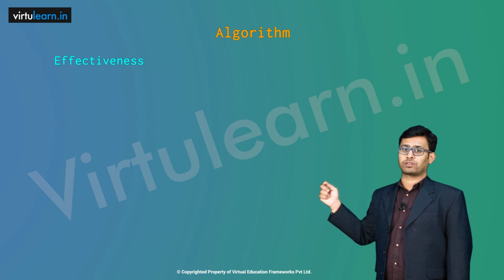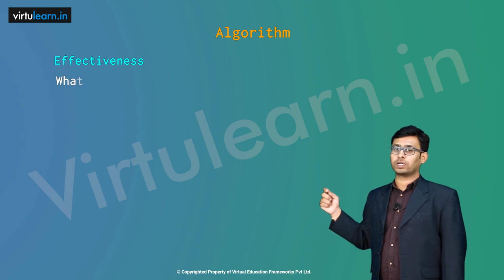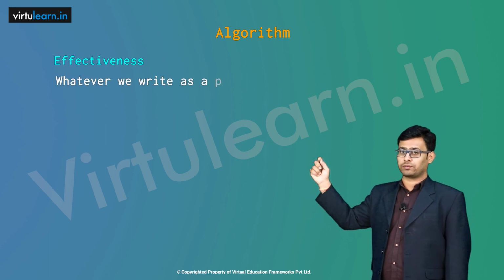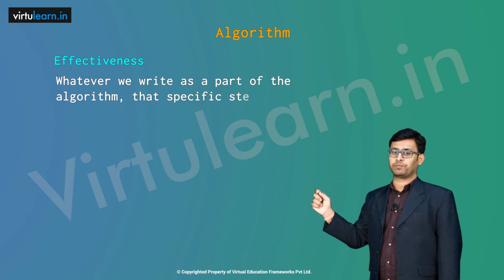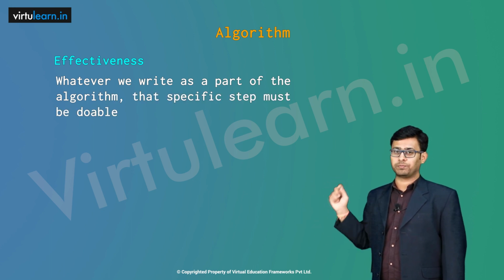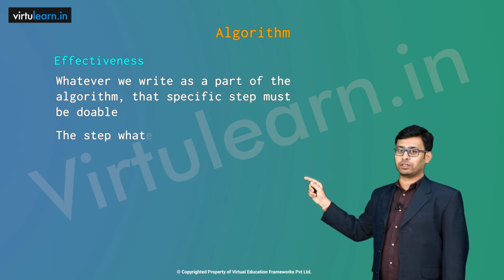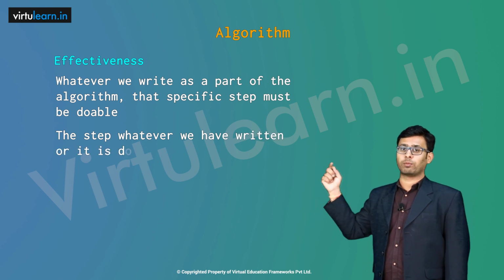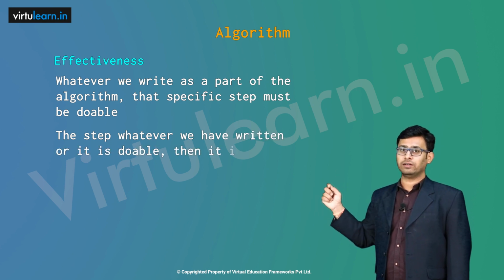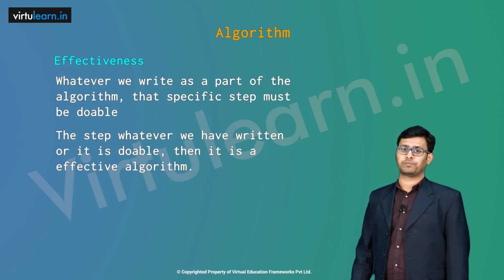Next, effectiveness. We can say our algorithm is an effective algorithm when whatever we write as part of the algorithm, that specific step must be doable. Which means if the step we have written is achievable or doable, then we can say that it is an effective algorithm.